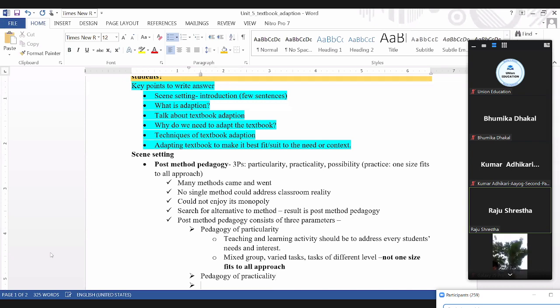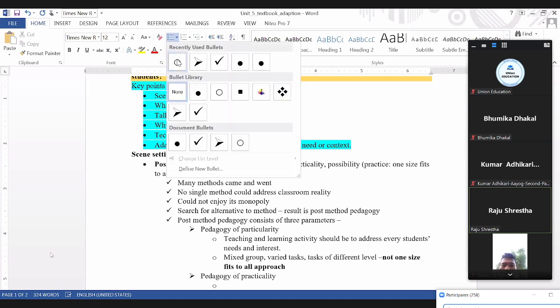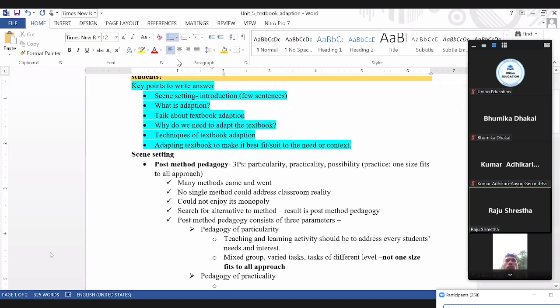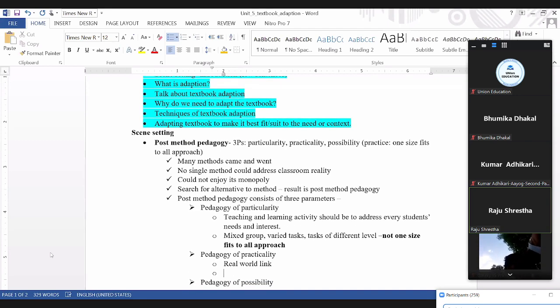So pedagogy of practicality, this says something very interesting. This is a real world link. Real world link means we try to bring the outside world inside the classroom.